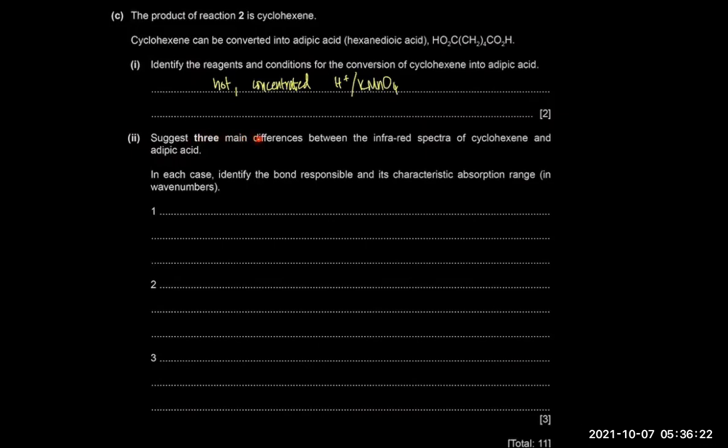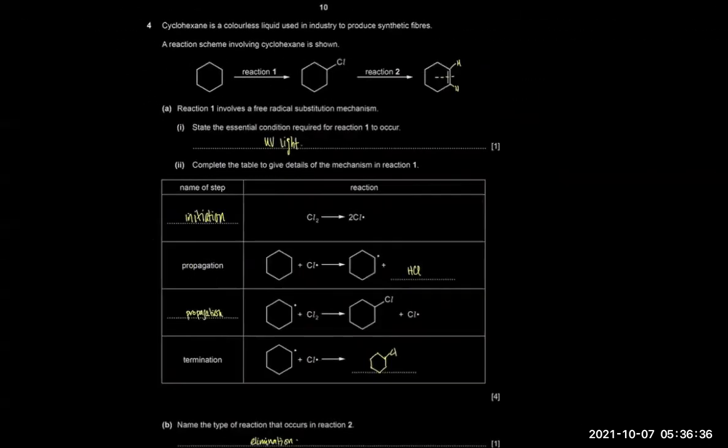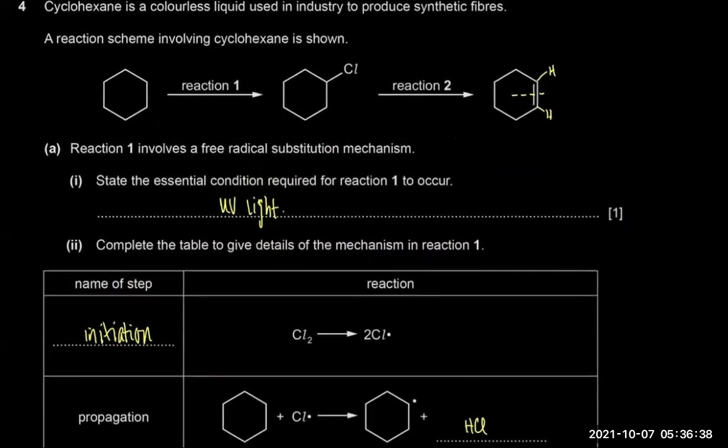Suggest three main differences between the infrared spectra of cyclohexene and adipic acid. In each case, identify the bond responsible and its characteristic absorption range. So what are the three main differences? Let's see. Adipic acid, so acid. Exactly. So in adipic acid you have two acid groups, right? So which bonds are different? Don't say acid group. What are the different types of bonds present?